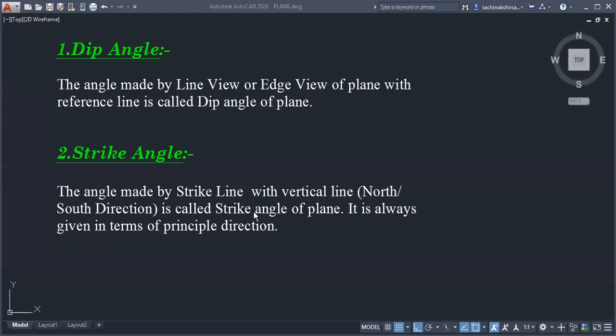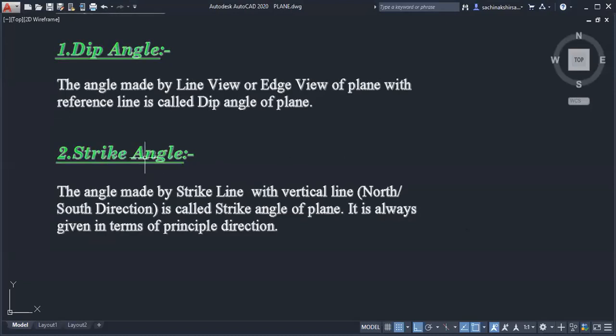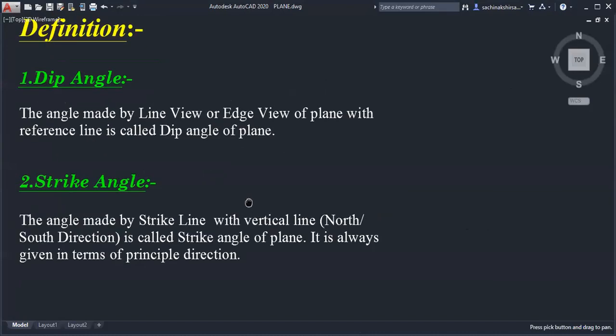A strike angle: the angle made by strike line with vertical line, north-south direction, is called the strike angle of plane. It is always given in terms of principal direction. Very good. It is always given in terms of principal direction, means north, south, in this way. Once we solve the problem, you will come to know what dip and strike are. So without wasting time, let us see.